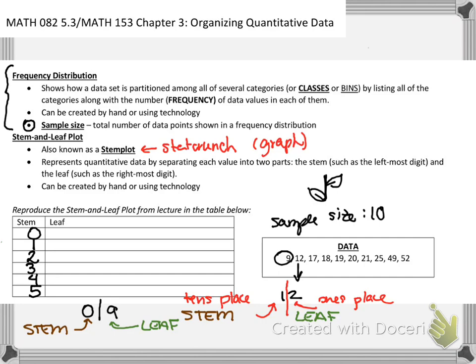Now let's go through our data set and use tally marks, or not tally marks, I'm sorry. Well, we'll be crossing off our data as we go and then filling in the leaf portion. So I'll keep using green just for fun. So the first leaf that we have is 9. So the way I would read this is that there is one data point on stem 0, and that data point is 9. Then we have 12.